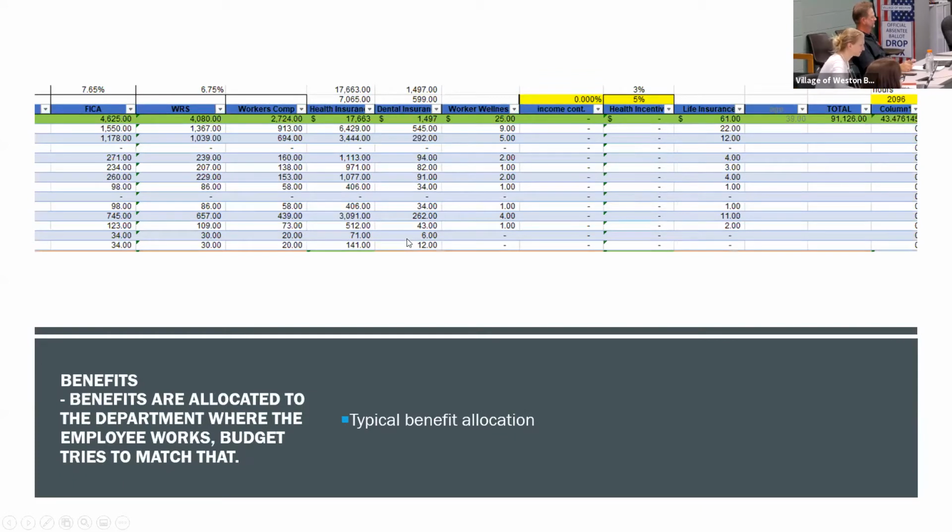There we go, there's the benefits, as we were talking before. Typical benefit allocation. Again, this takes a lot of effort on our part, making sure that the person who did take family health insurance gets the correct dollar amount, and then it correctly gets allocated to all the funds properly.